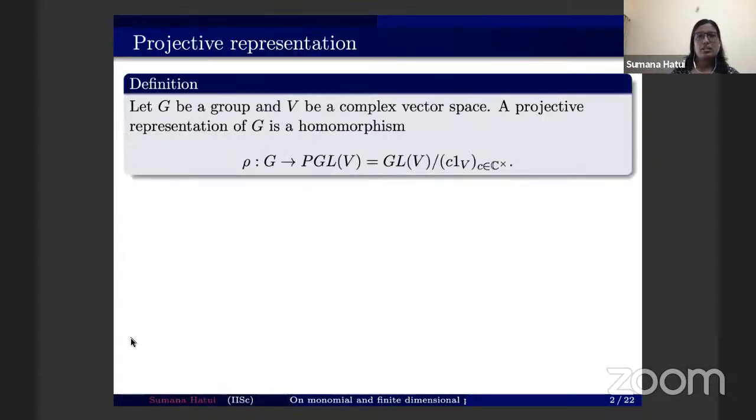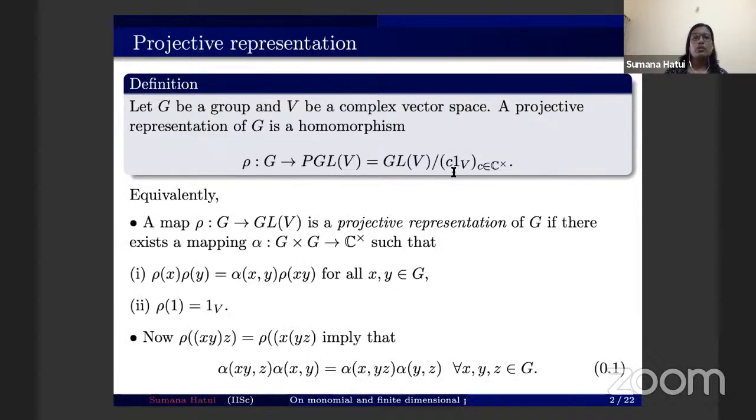What is a projective representation of a group? This is just a homomorphism from G to PGL(V), where V is a complex vector space, which can be finite dimensional or infinite dimensional. PGL(V) is GL(V) quotiented by the scalar operators, the identity operator.